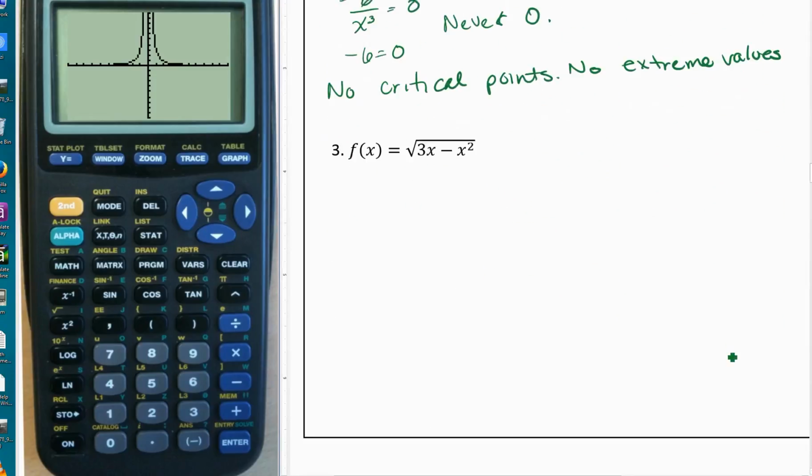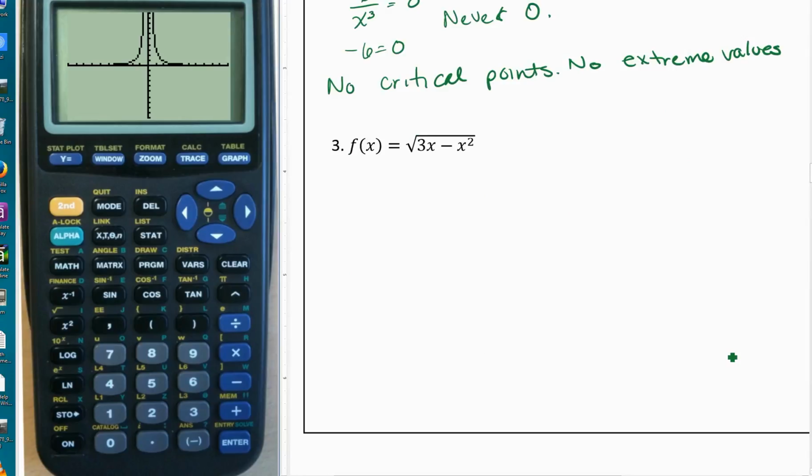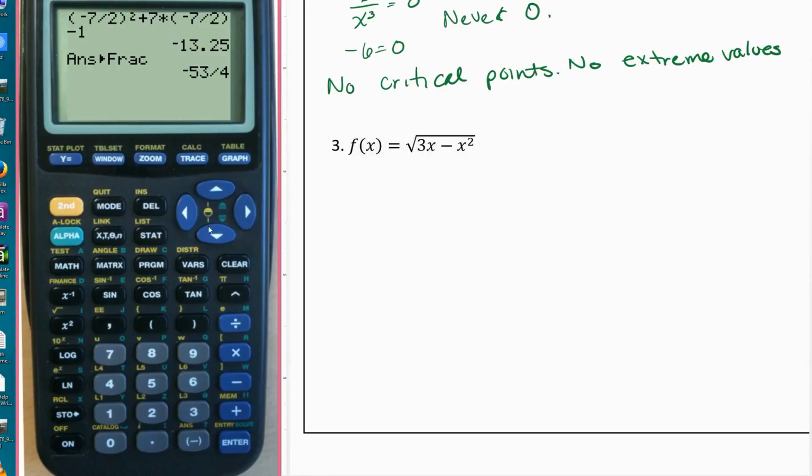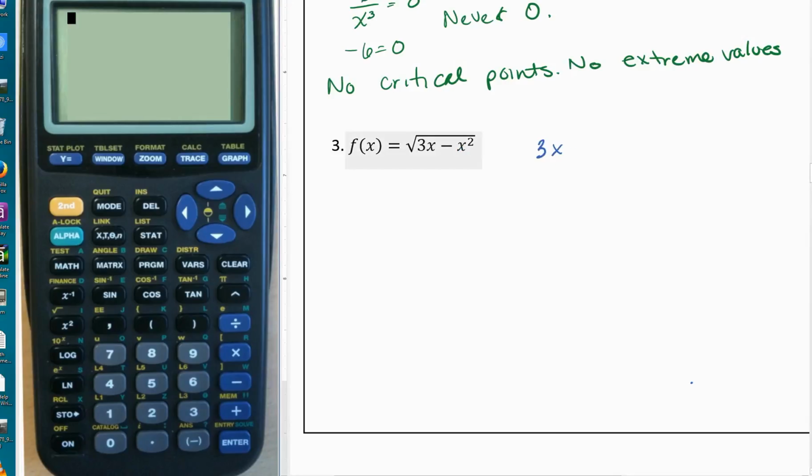Okay, and then our last one here, we have f of x equals the square root of 3x minus x squared. So first, let's talk a little bit about what the domain of this function is. To find the domain of a radical function, we need to take the radicand and set it greater than or equal to 0. Now I'll pull out an x.